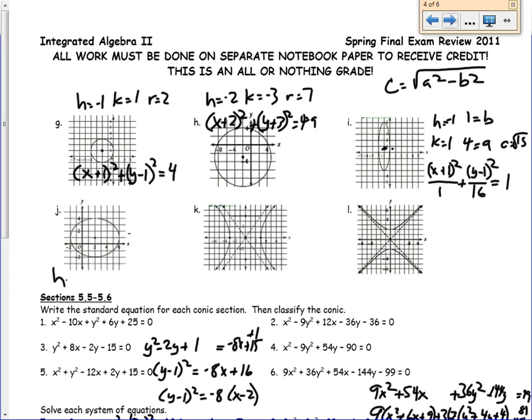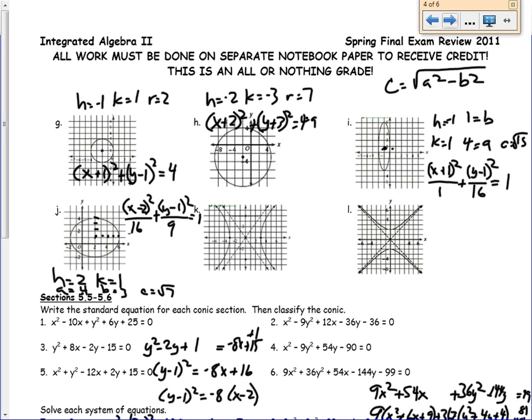Here's 2, 1. So H is 2, K is 1. Then from there, you just count. 1, 2, 3, 4. This is the x-axis, so that means A is going to be 4. This is the shorter line, 1, 2, 3. So B is 3. 16 minus 9 is 7. So C is the square root of 7. X minus 2 squared over 16. Y minus 1 squared over 9. And there you go.